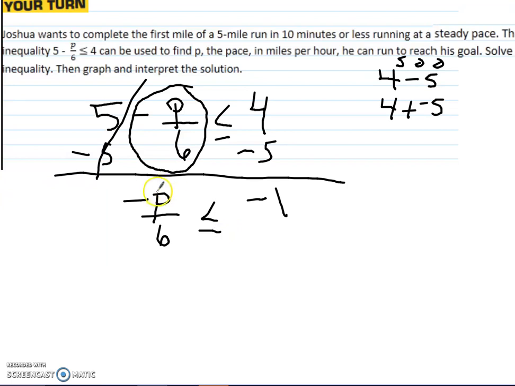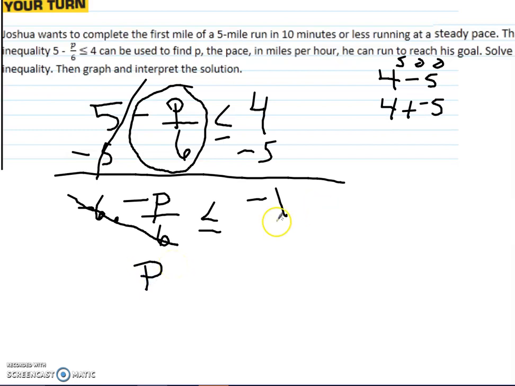Well, the negative p and 6 are dividing. The opposite of division is multiplication. Well, I can never have a negative variable, so I'm going to multiply both sides by negative 6. This will cancel out and leave me with p.